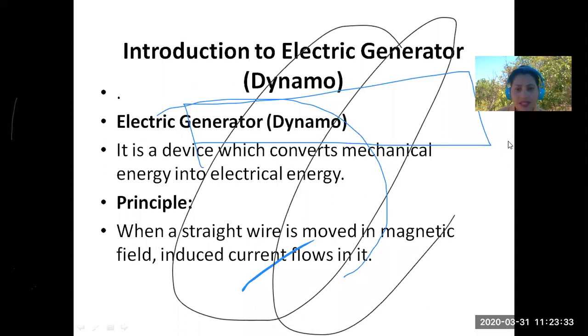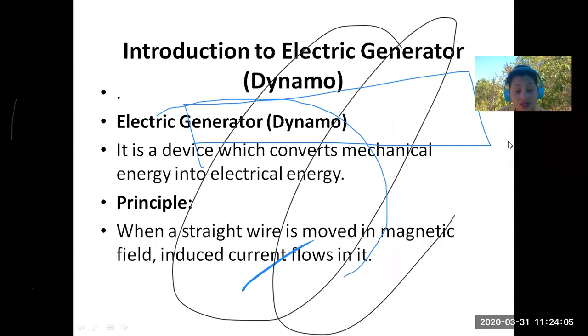You can also guess the principle. When a conducting wire is moved under the influence of a magnetic field, current is produced. It is just the converse of the electric motor concept. Right? Understood, children? Yes, ma'am.